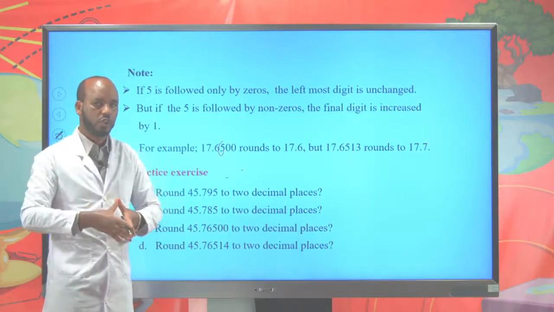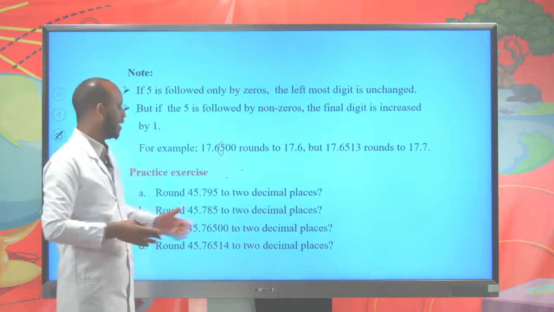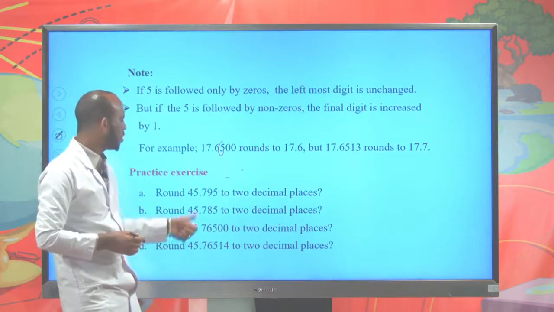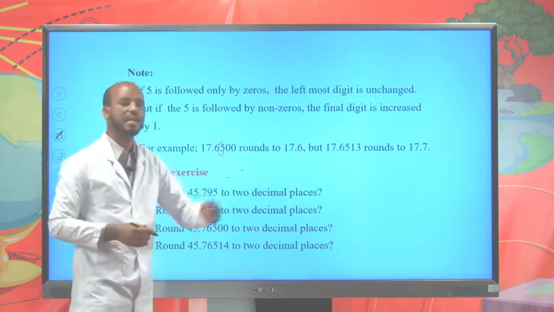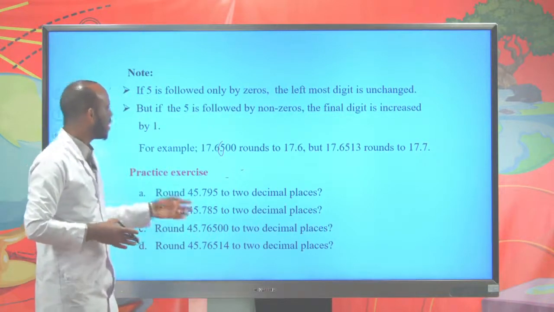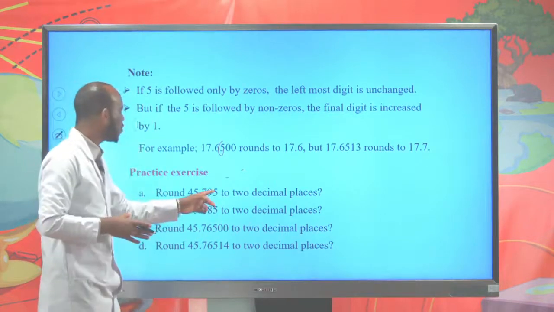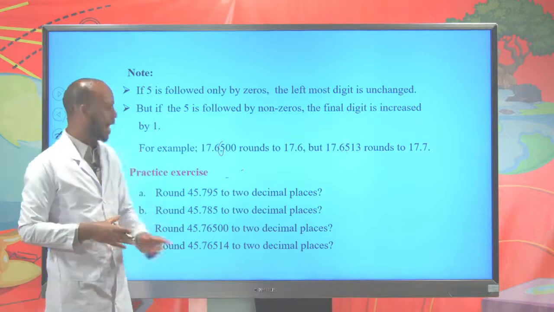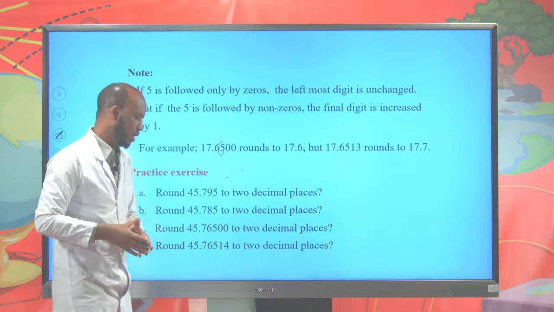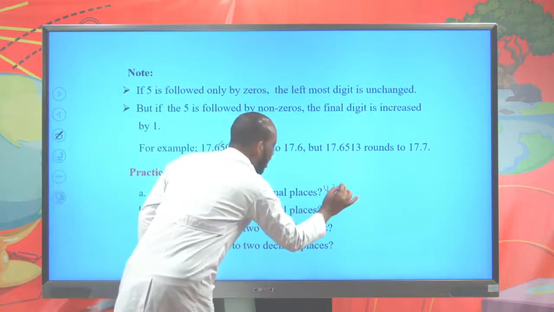Welcome back again, students. How did you do it? Good. Let us do it together. A, round 45.795 to 2 decimal places. The number to be removed is 5 and no other digits follow 5. We add 1 if the preceding digit is odd. Therefore, this is reported as 45.80.